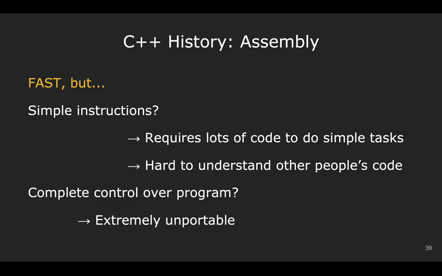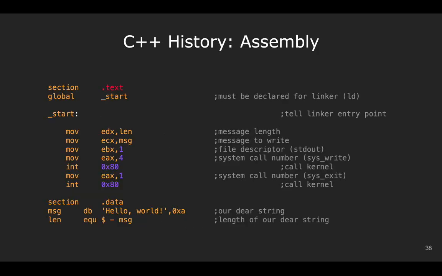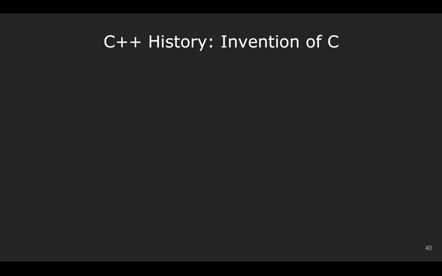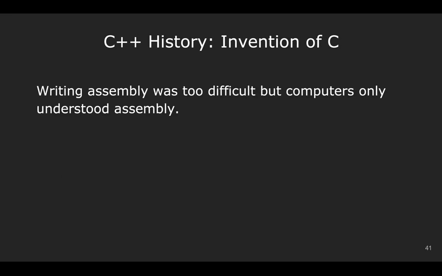Additionally, one other reason that people don't often think about is that the assembly on this page is specific to whatever computer or operating system you're using. So your code written in assembly is not at all portable. That became an issue as people wanted to share their ideas and build more complex ideas, which brought us to the invention of C. Again, our status was that writing assembly is too difficult, but the only language that these machines actually understand is assembly. And so what do we do?